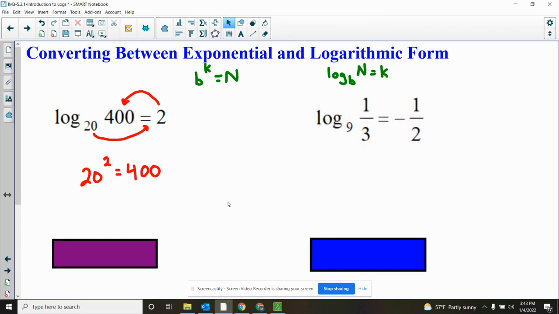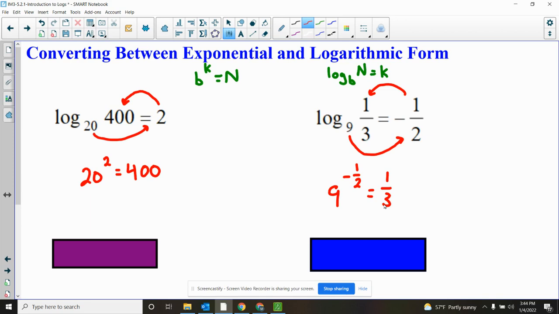For this next one, let's do the same thing. Now, just because there's fractions and negatives doesn't mean that anything changes. You're going to start with a 9, raise it to the power of whatever number is on the other side of the equals, because the logarithm gives you the exponent. And then that end result should be equal to 1/3. So to write it, the base of 9 raised to the power of negative 1/2 is equal to the end result of 1/3.